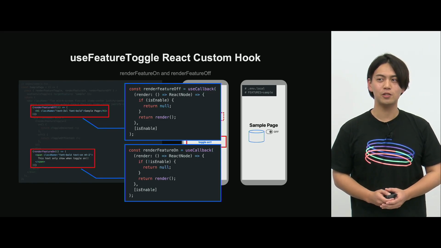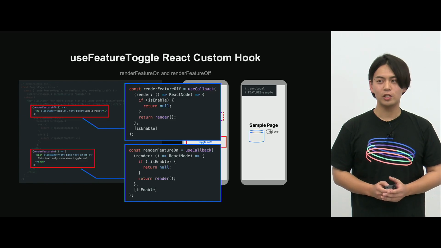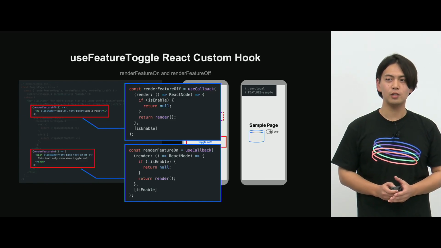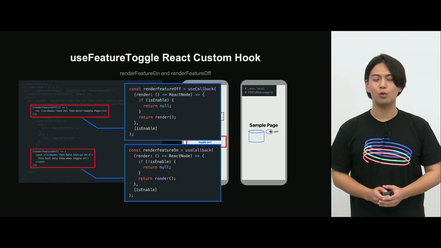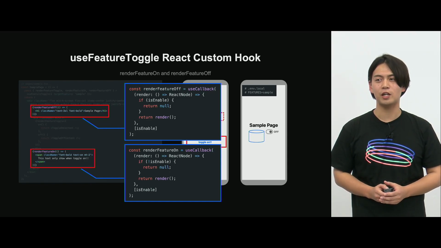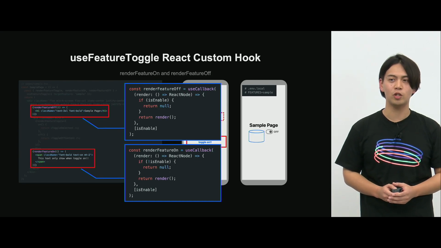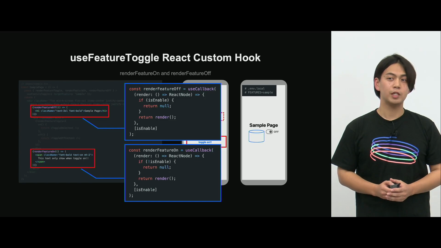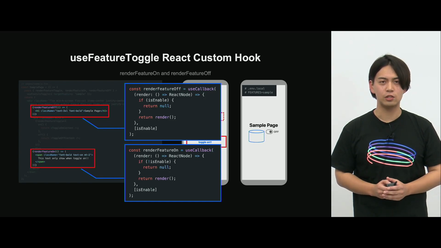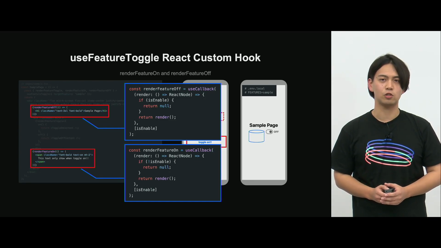So this implementation is also quite simple, with the renderFeatureOff function above displaying the element passed as an argument when isEnabled is false, and the renderFeatureOn function displaying the element passed as an argument when isEnabled is true. Using these three simple render functions, the front-end proceeded with the implementation of the feature toggle.